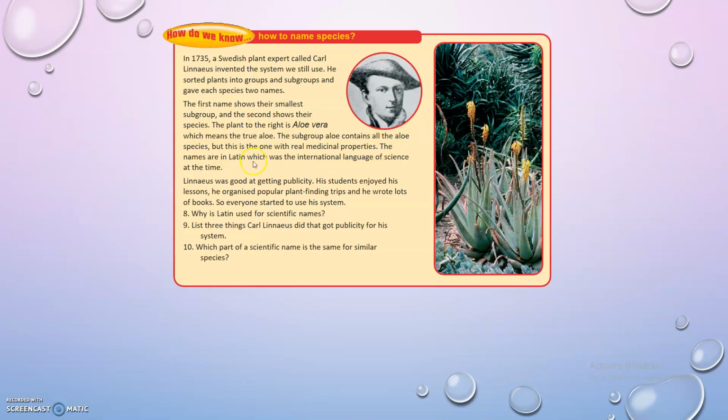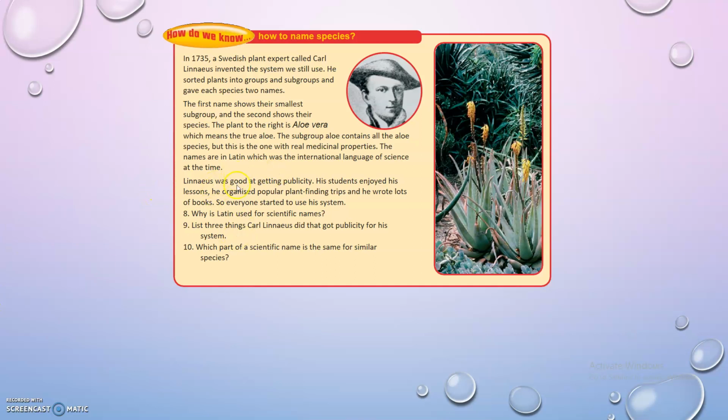The names are in Latin, so this is also very important. All the names are in Latin, which was the international language of science at that time. That is why all the animals and plant species were named universally in Latin. So it was invented by Carl Linnaeus. Each of these plant species included two names, for example aloe vera. In this aloe genus, there are a lot of species, but this aloe vera is the right species which contains all the real medicinal properties.